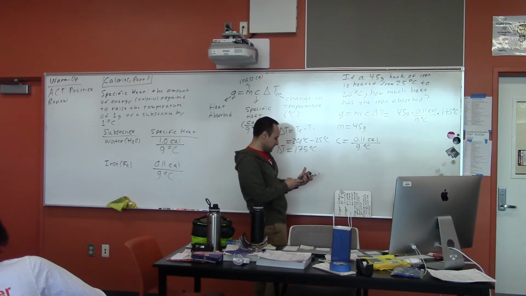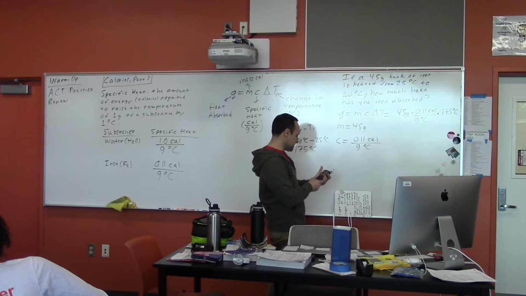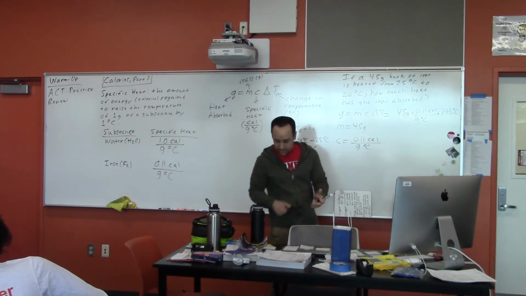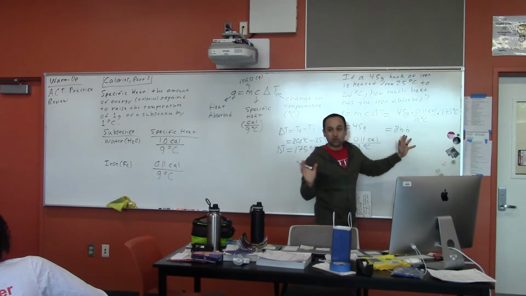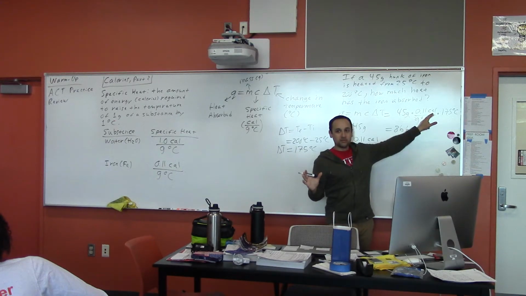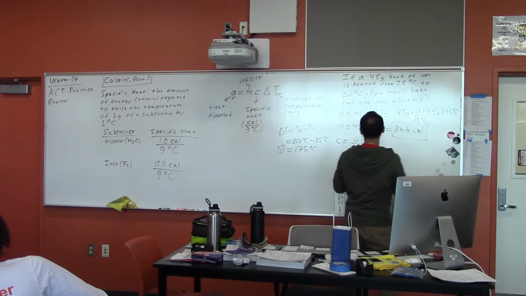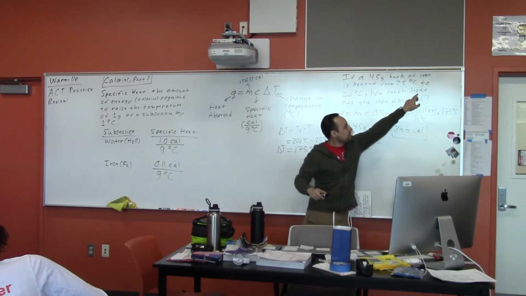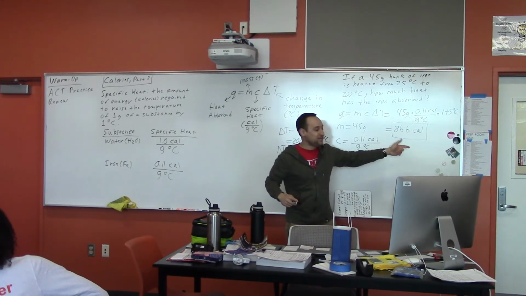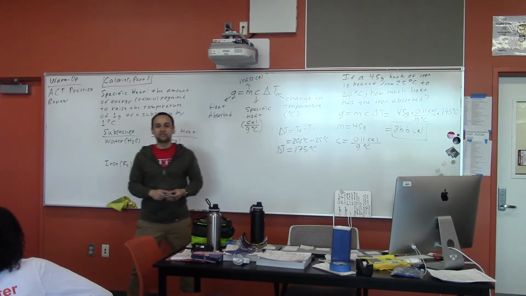If you do the math, 0.11 times 45 times 175 gives us 866. So this all comes out to 866, and what's the only unit left standing? The calorie. 866 calories. And what's the question asking for? How much heat? How do we measure heat energy? Calories. That's how it's done.